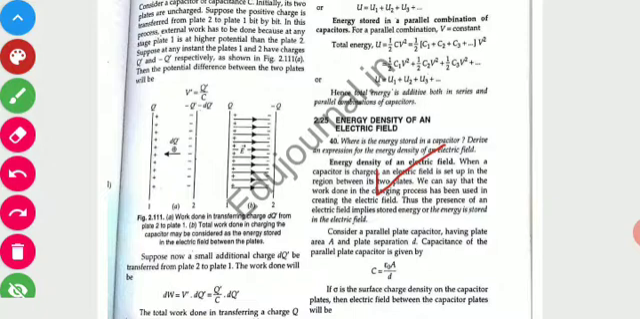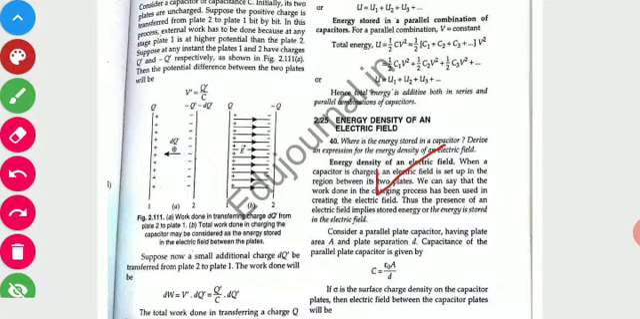Suppose initially its two plates are uncharged. Suppose a positive charge is transferred from plate 2 to plate 1. So in this process external work has to be done, because at any stage plate 1 is at higher potential than plate 2.